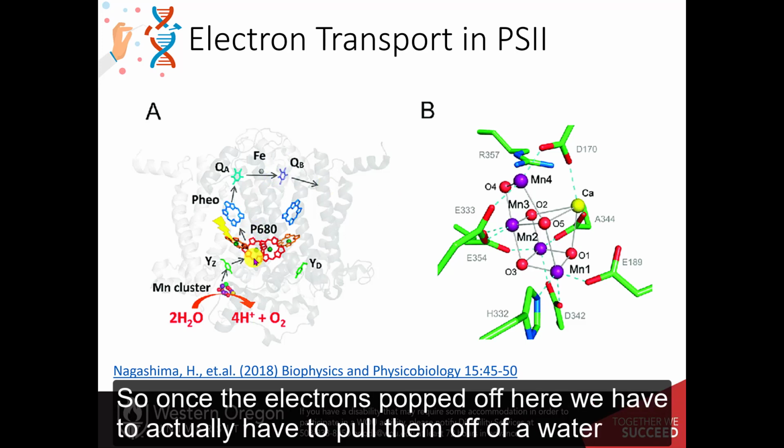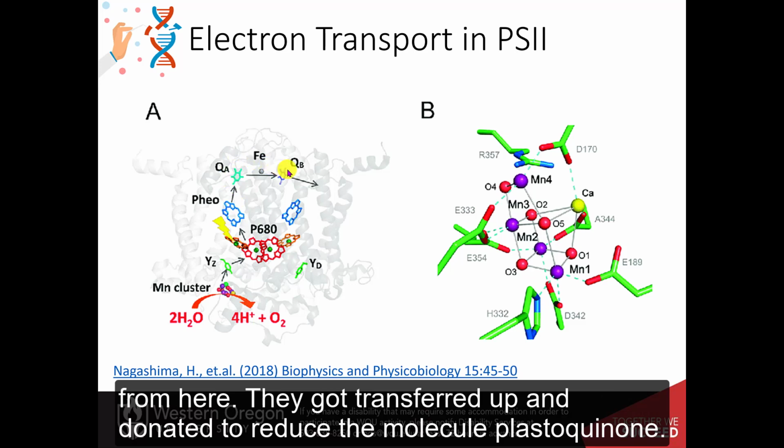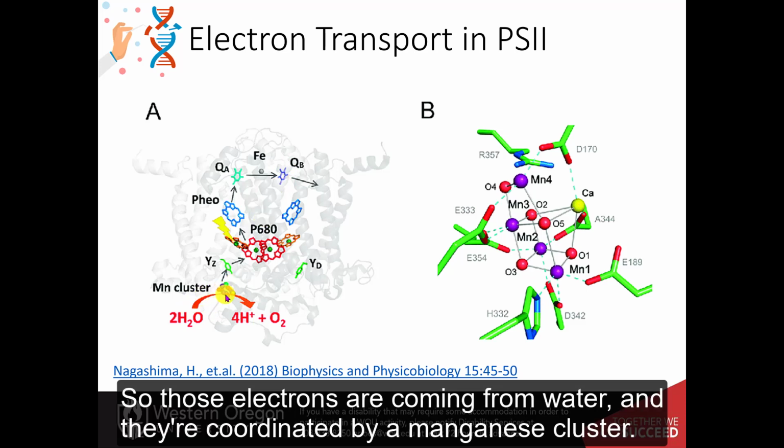So once the electrons have popped off here, we have to actually pull them off of a water molecule to be able to replace them from the special pair that has lost the 2 electrons from here. They got transferred up and donated to reduce the molecule of plastoquinone. So those electrons are coming from water, and they're coordinated by a manganese cluster.